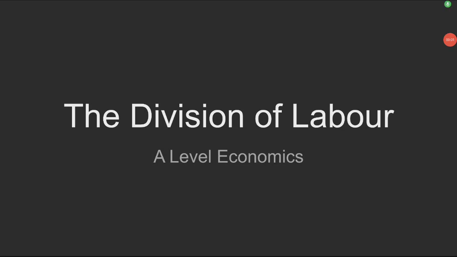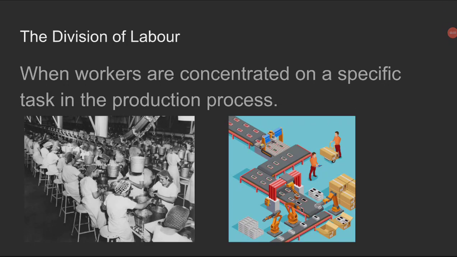In this video, we'll be looking at the division of labour for A-level economics. The division of labour is when workers are concentrated on a specific task in the production process. As you can see with the images below, these workers have specific jobs. On the second image, there's a big production line, and each worker is focusing on a completely different task.